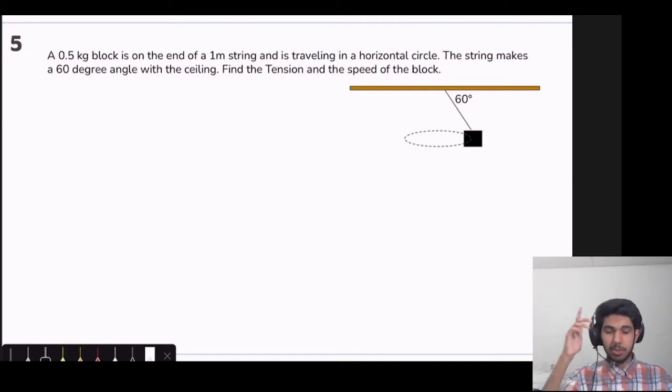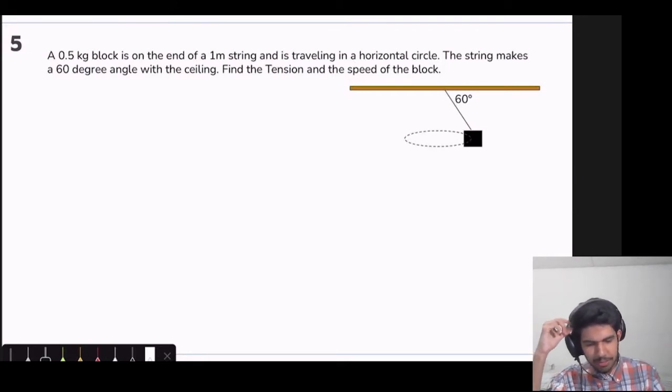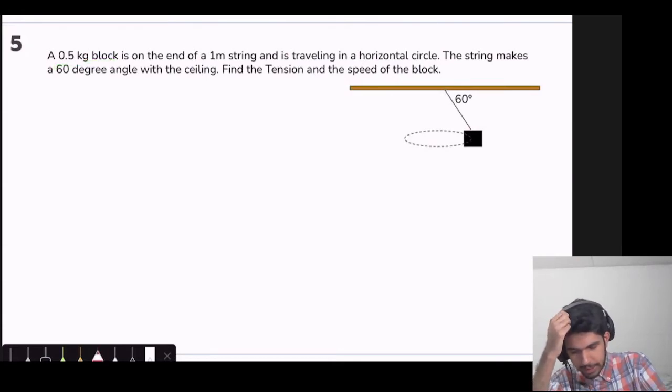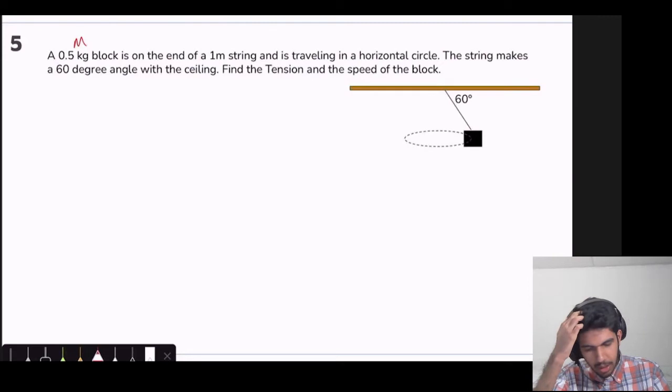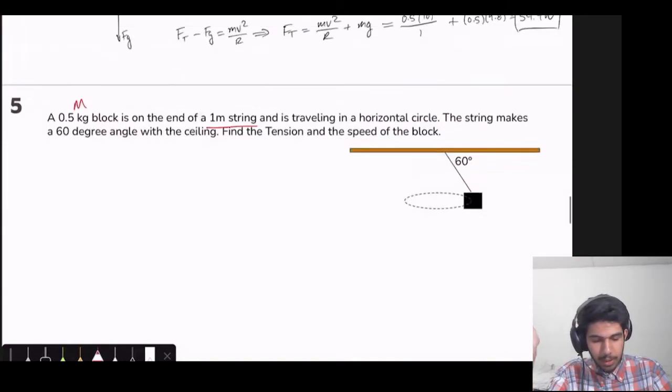So now we're dealing with a horizontal circle. From my demonstration previously, a horizontal circle is like stirring the pot of food. We're given some information about the string, the mass of the block, which I'll note as m, and we're given an angle. Previously we said that, oh, the string is 1 meter, so that's the radius. But that's actually not the case.